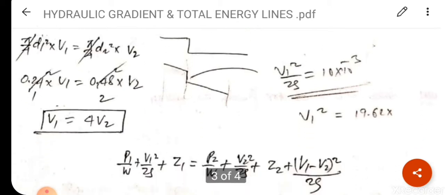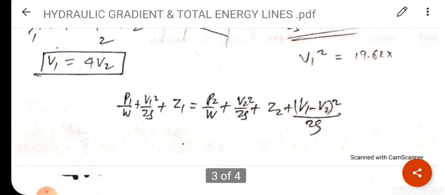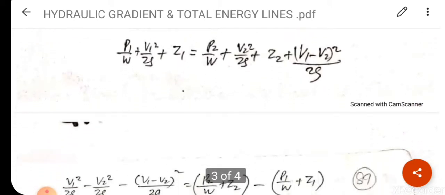Clear? Now applying Bernoulli's equation between point 1 and 2, that is p1 by w plus v1 square upon 2g plus z1 is equal to p2 by w plus v2 square upon 2g plus z2 plus (v1 minus v2) whole square upon 2g, that is head loss due to expansion. This is the formula of head loss due to expansion.